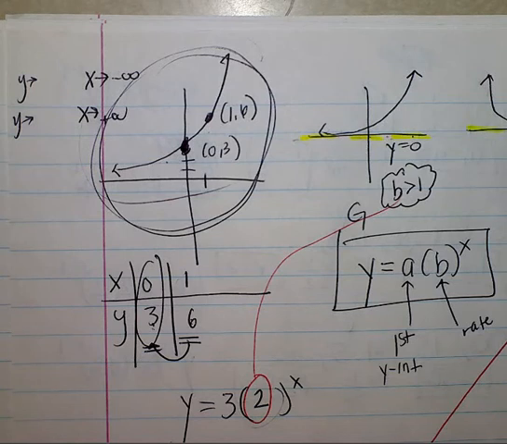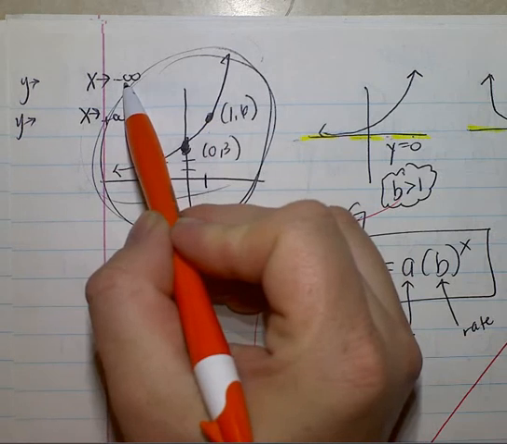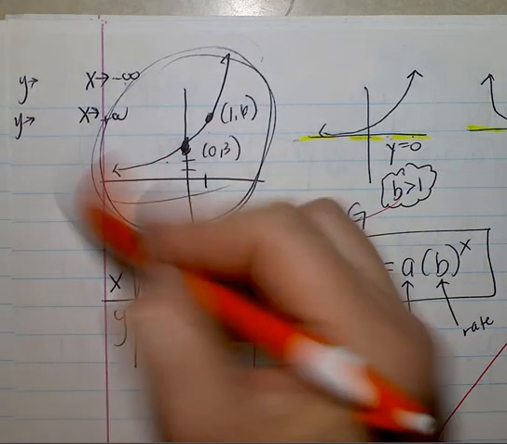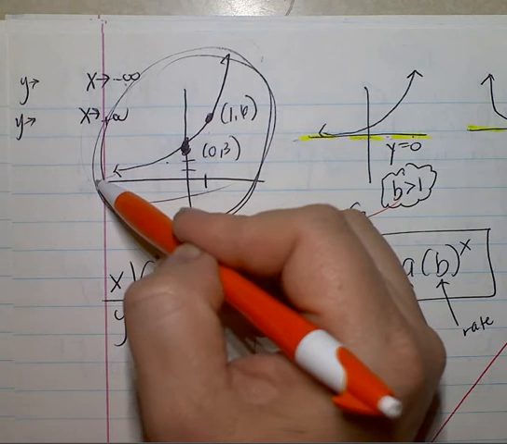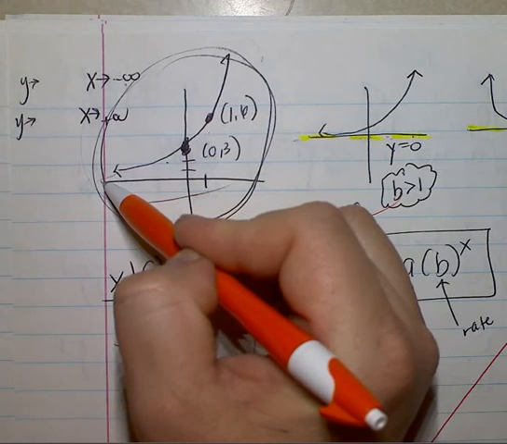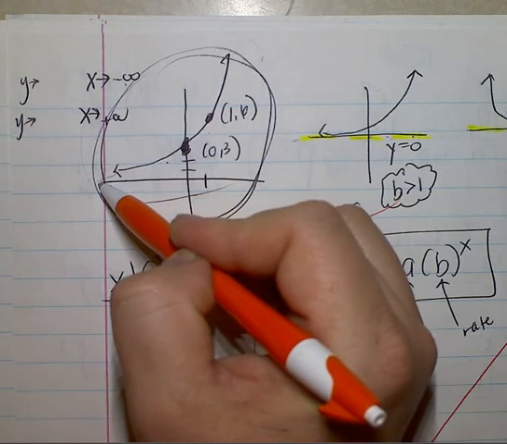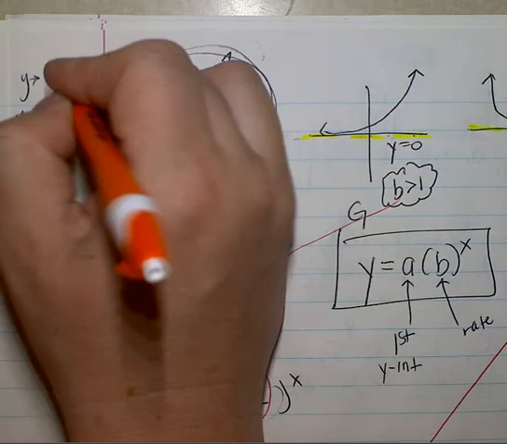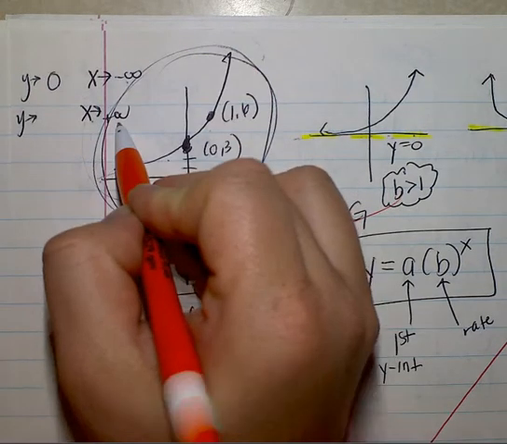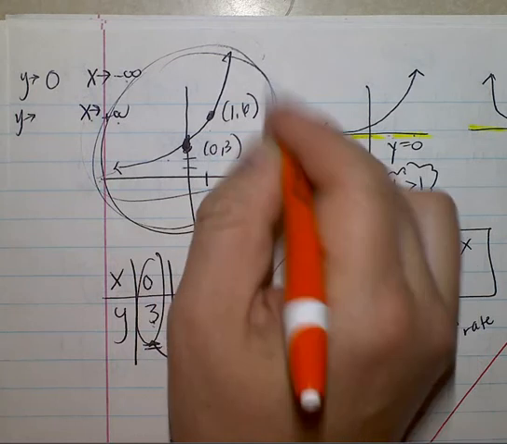Okay, so here we go. As I go to the far left, this is getting closer and closer to this line, but is it ever going to touch or cross it? What's the value it's getting closer to? It's getting closer to a y value of 0. As I move to the far right, it's going in which direction? Up.